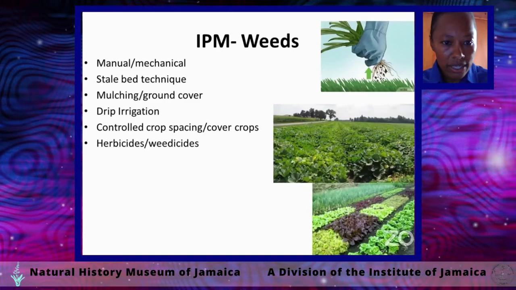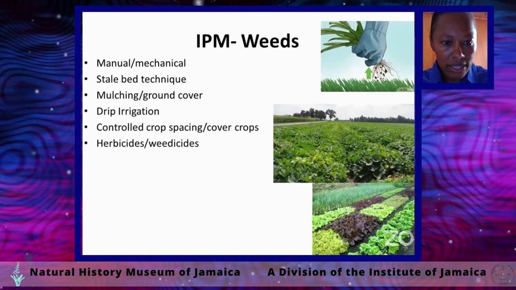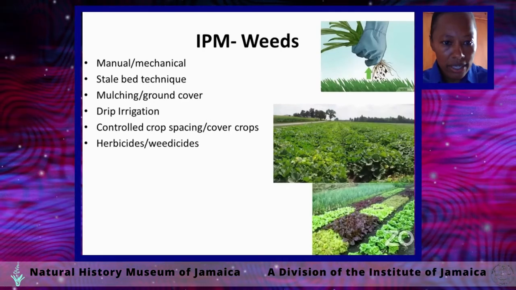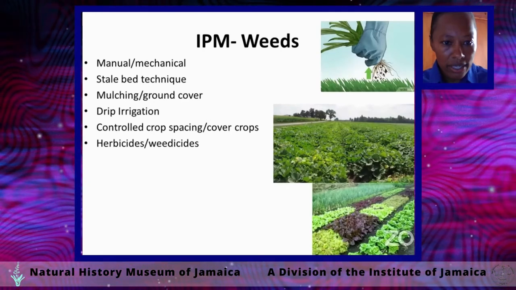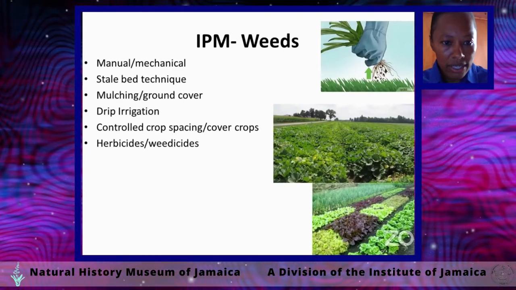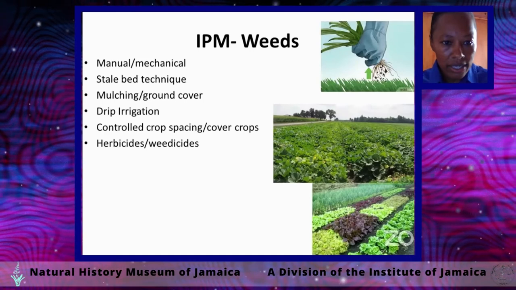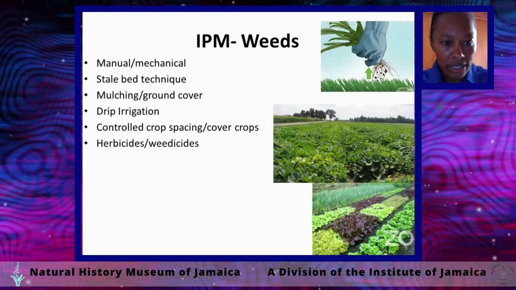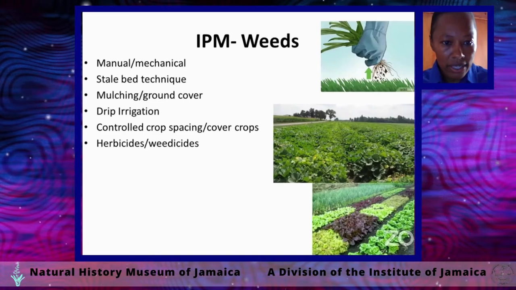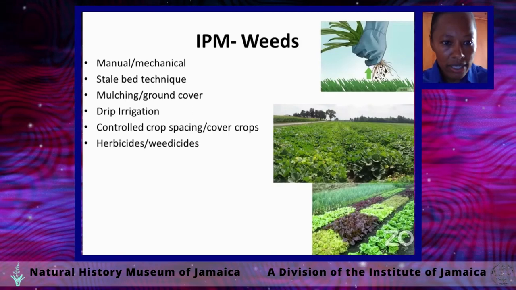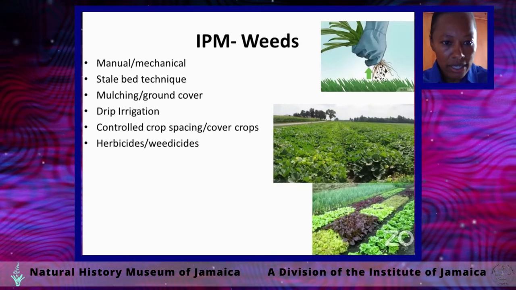And then when you plant your crop, you have fewer weeds to deal with. What you actually do is reduce the seed bank. So by the time you are ready to plant the crop, you are better off. Your weed management would have started, and the crop would have gotten away even before the weeds come in, if they eventually come in. Drip irrigation, again, using the crop spacing or the cover crops.